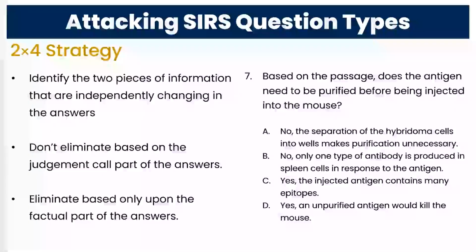Judgment calls are hard. So have you guys seen this in other ways on MCAT questions besides yes, yes, no, no? You see these a lot in CARS too, by the way. Judgments are like yes, no, or strengthen, strengthen, weaken, weaken, or agree, agree, disagree, disagree, or anything like that. It is going to be the 2x4 type strategy.